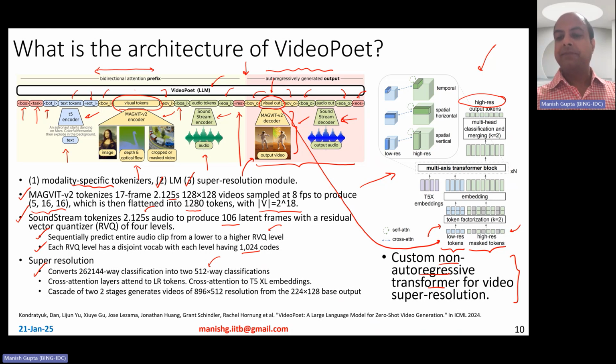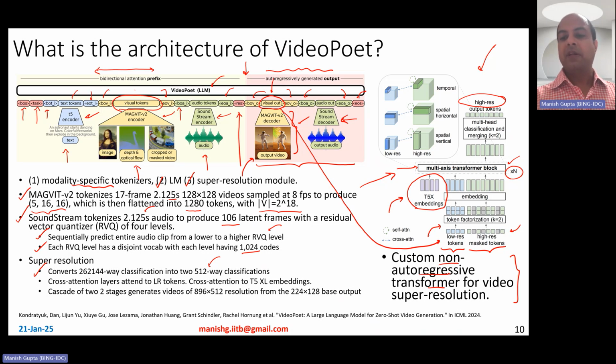Okay. Now, the model is conditioned. The model consists of multi-axis transformer blocks, several of those blocks. The input to this is, of course, these low resolution tokens and also these text embeddings. So the same T5 text embeddings that you have on the encoder side are also passed to this multi-axis transformer block for super resolution.